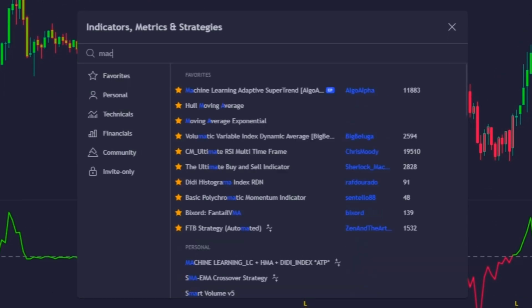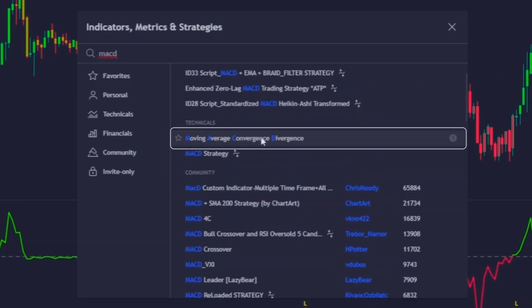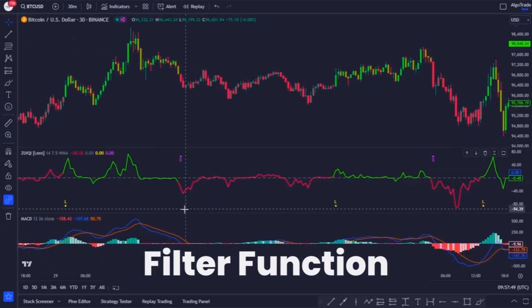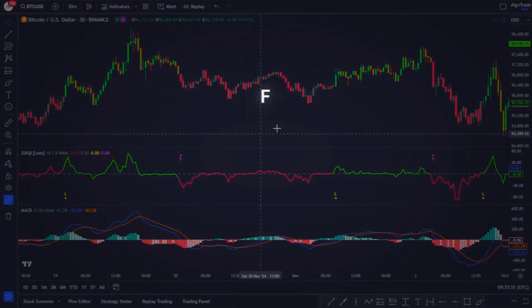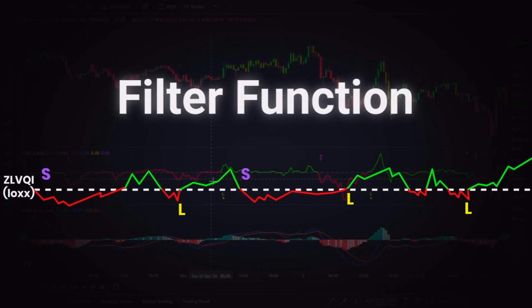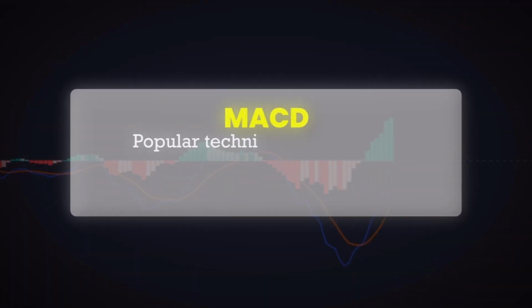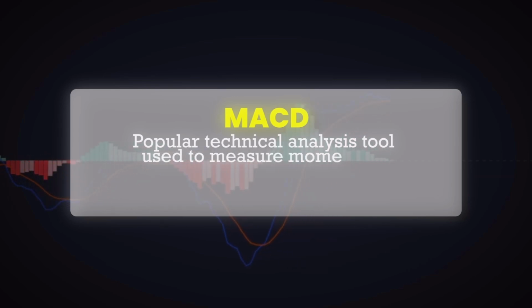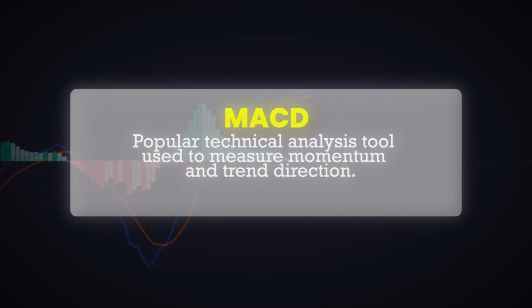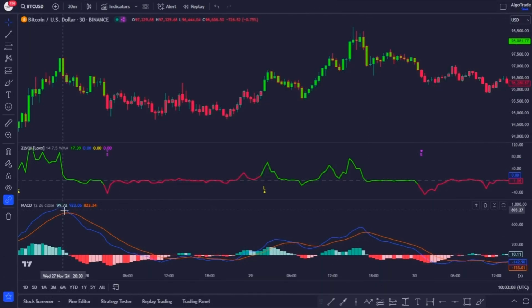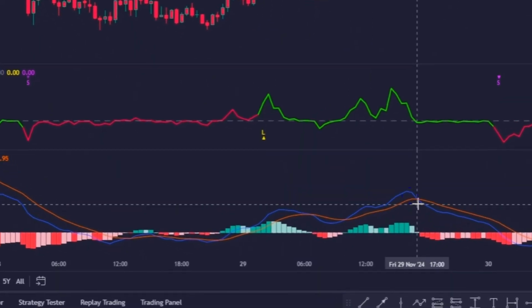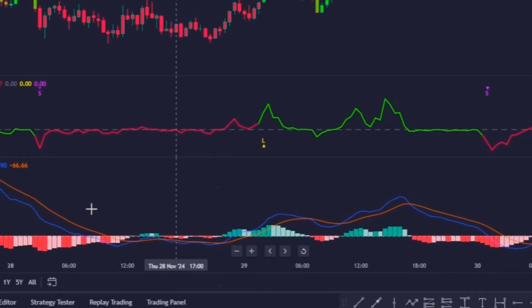Alongside, we will add the famous MACD, this one here, which is going to have the filter function, so the job of eliminating fake signals from the zero-line volatility quality index. For those who don't know, the MACD is a popular technical analysis tool used to measure momentum and trend direction. It is also plotted as a histogram with these two lines that we can also use to enter in new trades.